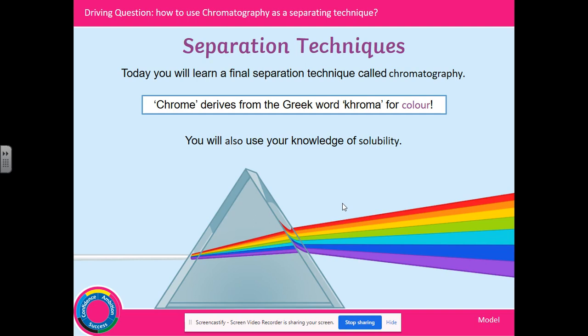Now, this is what we call visible light. Once the light touches the prism, it separates the colors that are in white light. And that's why you're seeing the beautiful rainbow on your screen.